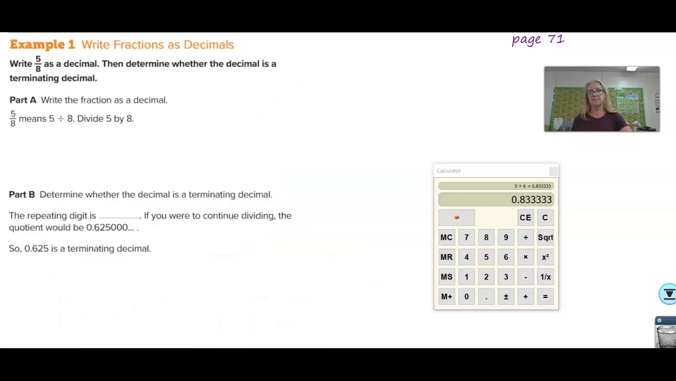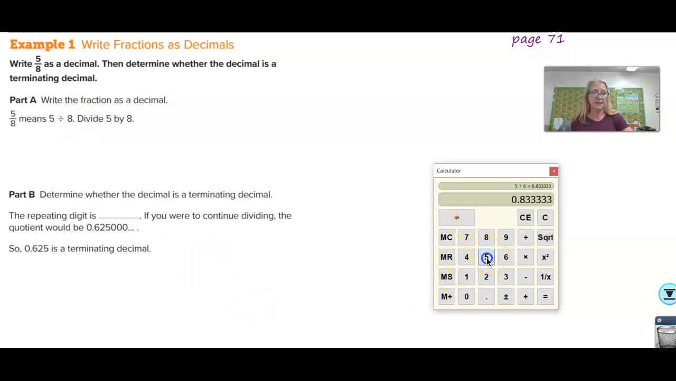Next. Okay, write fractions as decimals. They want you to do 5/8. They even wrote here, this means 5 divided by 8. And then they give you this long division lesson. I don't have time to teach you long division. You probably learned that in 4th grade or something.